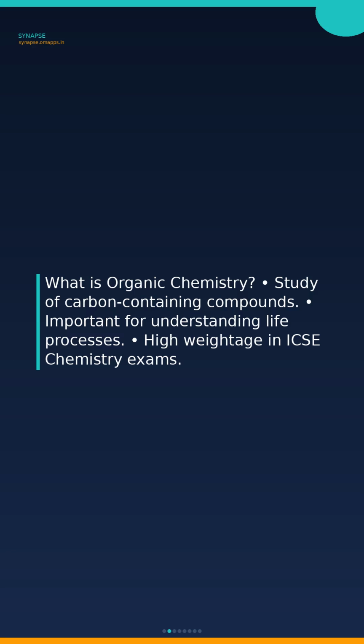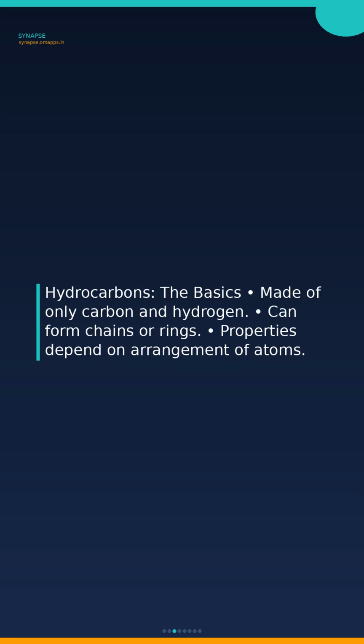Now, let's talk about hydrocarbons. These are the simplest organic compounds, made of just carbon and hydrogen. Think of methane, ethane, and propane, they're everywhere. These hydrocarbons can form chains or rings. The way these atoms are arranged determines the properties of the compound.